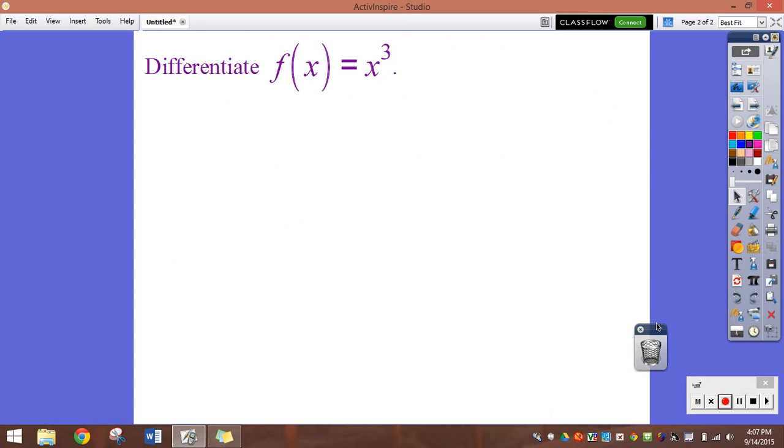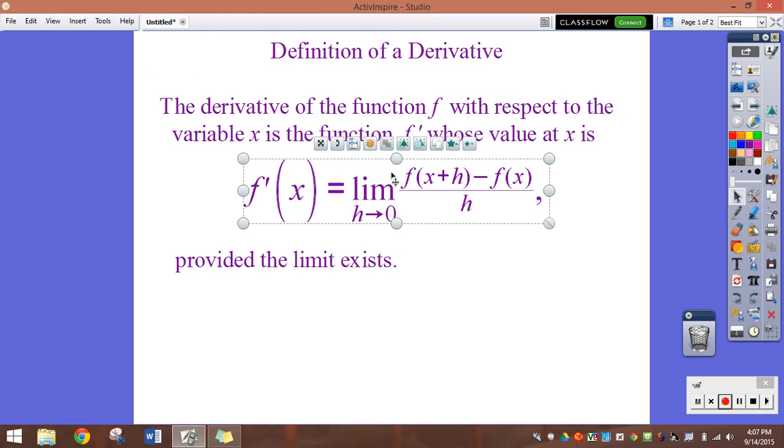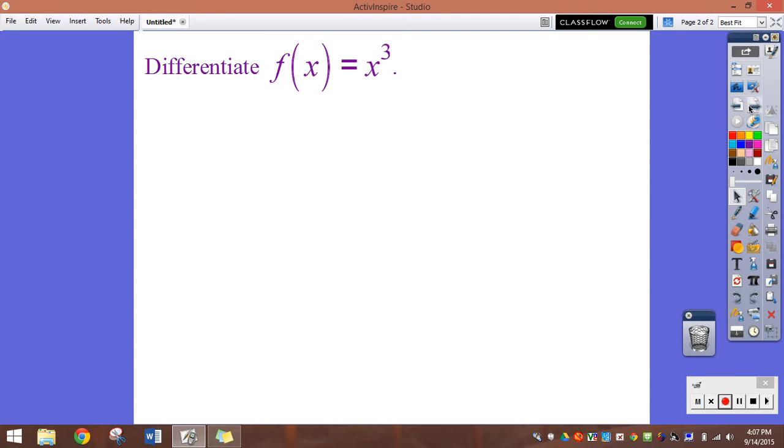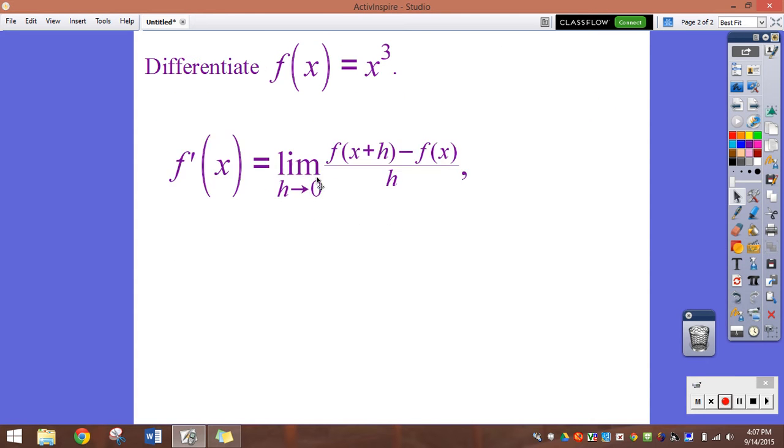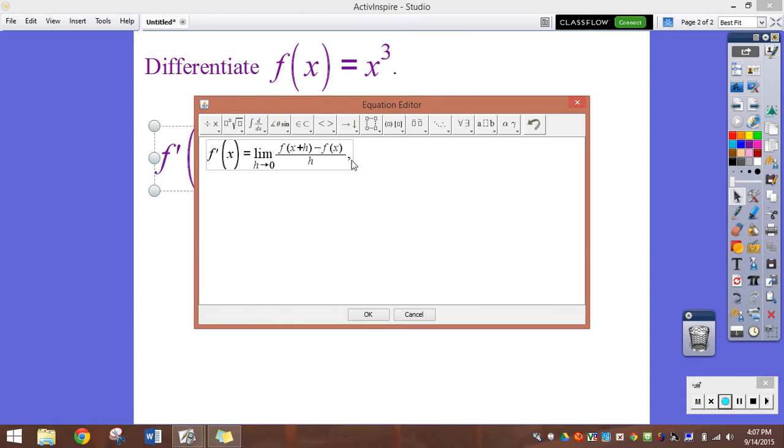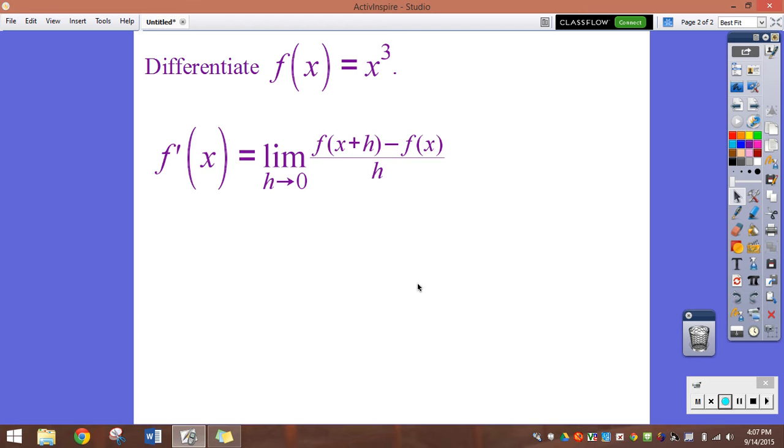The way we apply this definition is you'll be asked to differentiate, which means find the derivative of a function. For example, we have f of x equals x cubed. I would use that definition of a derivative to find the derivative of x cubed, using this setup, this difference quotient, f of x plus h minus f of x over h.